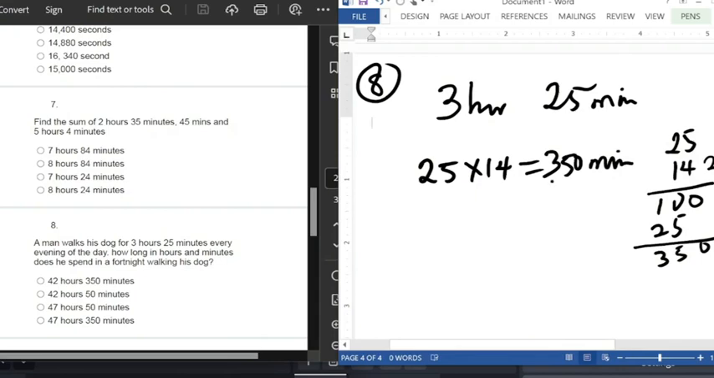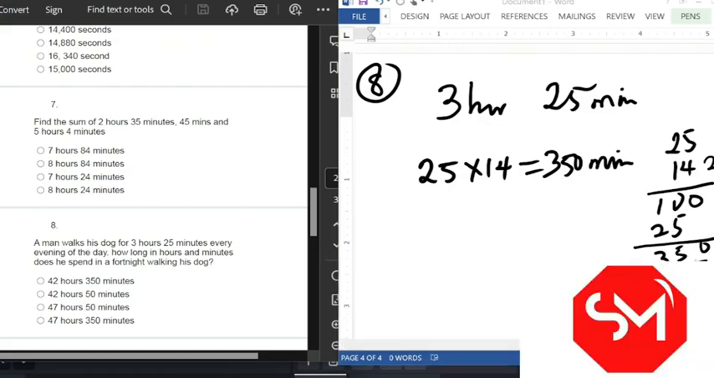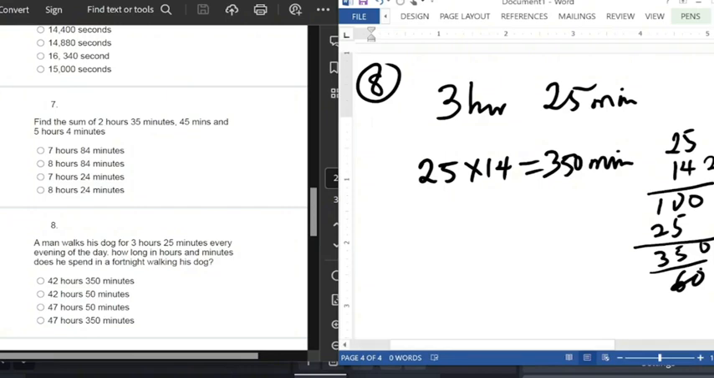So from this now, you can see it's more than an hour. So how many hours would this be? So we then divide this by what? By 60. So 0, 0 cancel 0. So how many 60s can we see in 300? That is going to be 5. And we have 50 minutes left. So what that means is that, so let's have it.